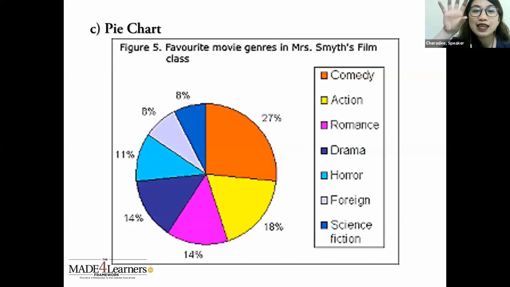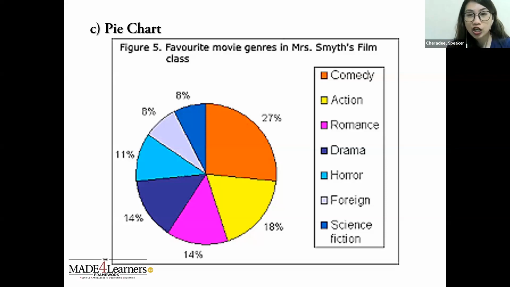They will always see that the first chunk in the first quadrant of that circle is the highest chunk. So automatically, orange, and then I look for orange in the legend, comedy is the highest. Followed by 18%, which is action. Your legend should also be in order, based on the clockwise order. And the lowest, 8%, are science fiction and foreign. I think they can be interchanged. So that is how you use a pie chart.